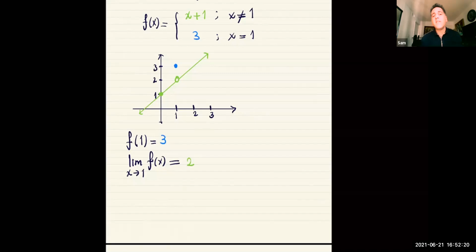All right, and that's it. But yeah, this is how you calculate the value of f at 1 and the limit at 1. Okay, any questions?